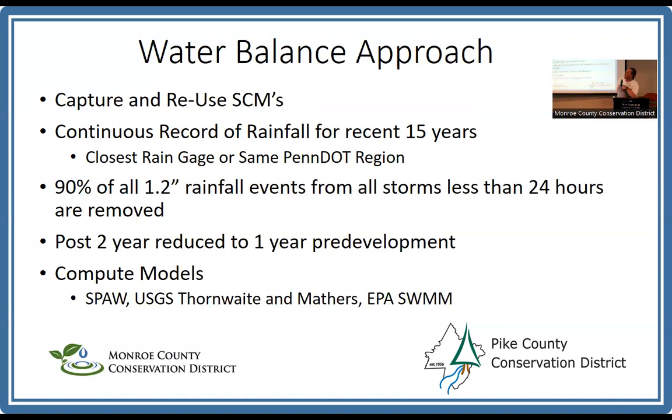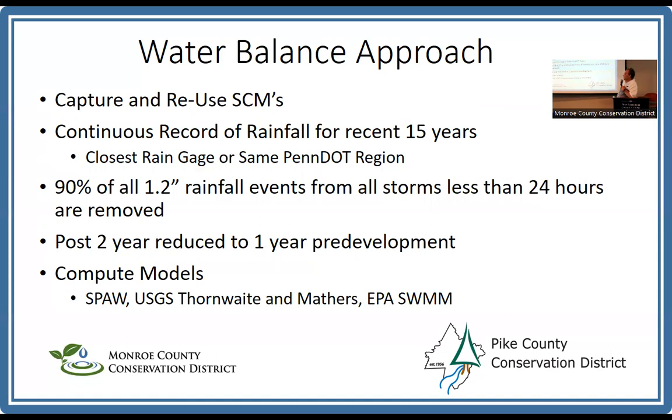The water balance approach. This is a little different. Again, this is for the capture and reuse SCMs, where again, you look at that recent 15 years of data, and you basically take 90% of all the 1.2-inch rainfall events from the storms are removed, and then you take your post 2-year reduced to your 1-year pre-development. So again, this is a process that can be done through some of these computer models. And again, those are given there.